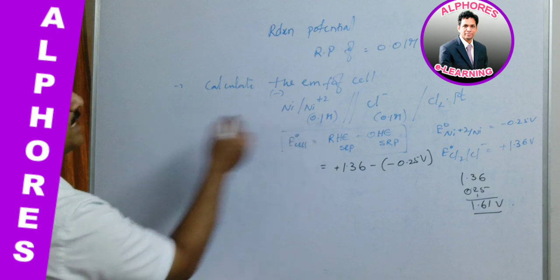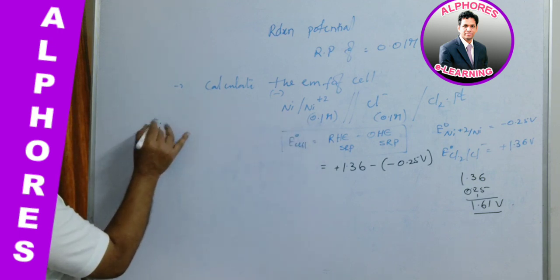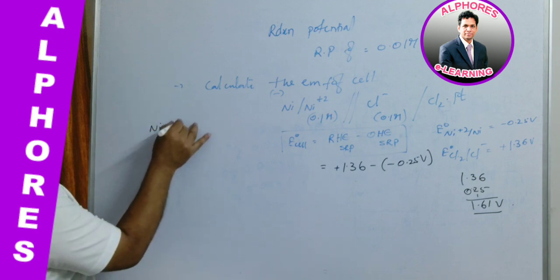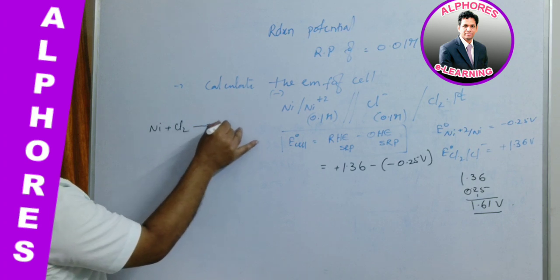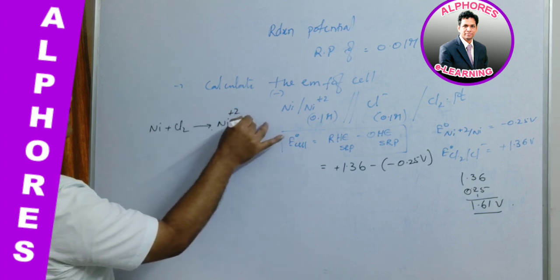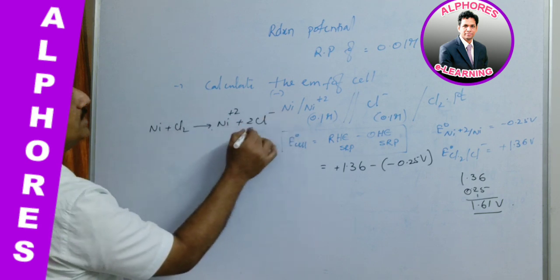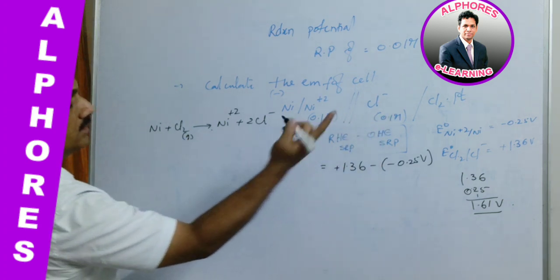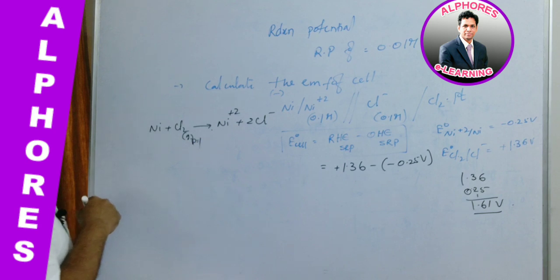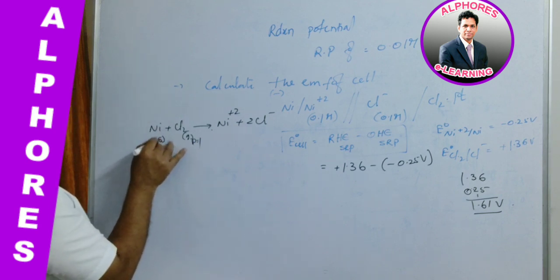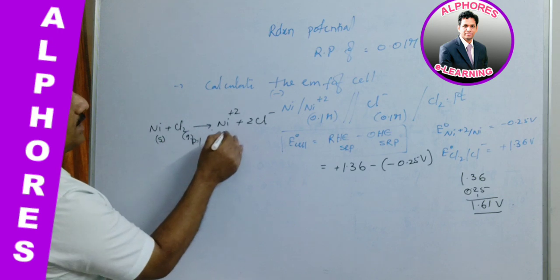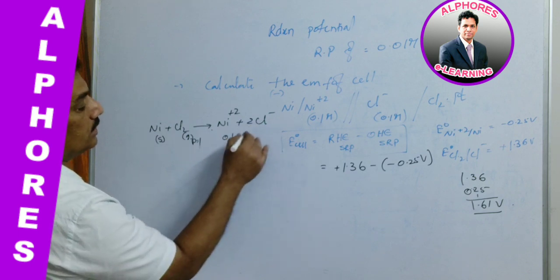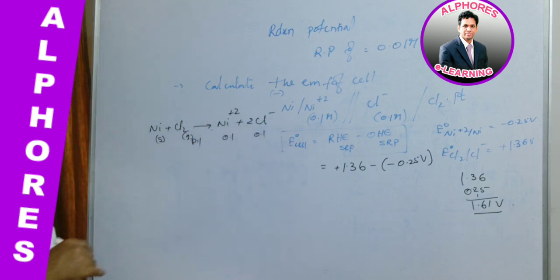And now let us write the cell reaction. Here, as nickel is the anode, it undergoes oxidation. Nickel on reaction with chlorine will give nickel plus 2 plus 2 Cl minus. This is the cell reaction. Here chlorine is a gas, and when the pressure is not given, just remember that pressure is equal to 1. We need not consider it. Nickel solid has concentration unity, and Ni+2 aqueous solution is given as 0.1 molar, and Cl minus concentration is also given as 0.1 molar.